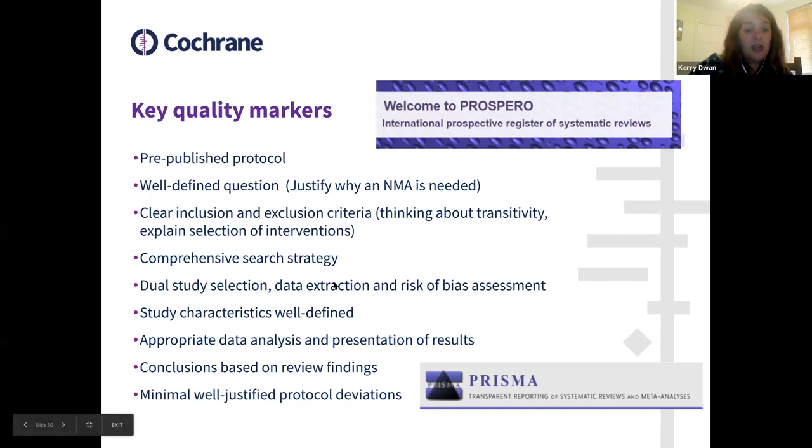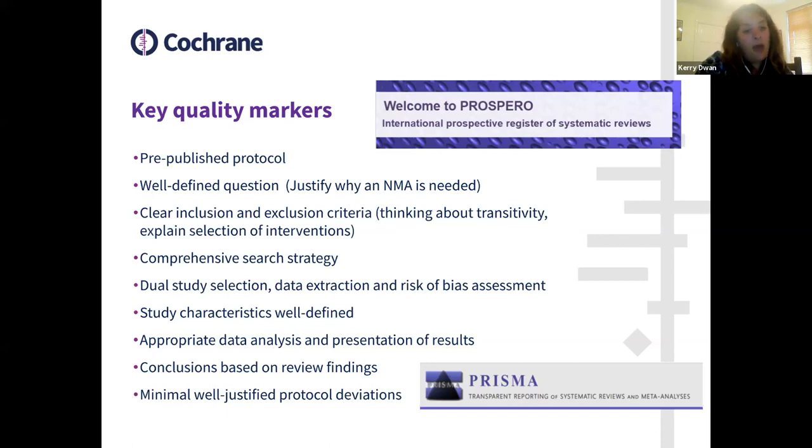A comprehensive search strategy, again, this would be similar to a standard intervention review. It just may include a lot more interventions in the search strategy. Again, it's important in all types of reviews, not just for network meta-analysis, but for diagnostic test accuracy and prognostic as well, and the rest, that there's dual study selection, data extraction and risk of bias assessment. The risk of bias assessment for network meta-analysis is the same as for a standard intervention review. So we would be recommending the risk of bias 1 or 2 tool for Cochrane.